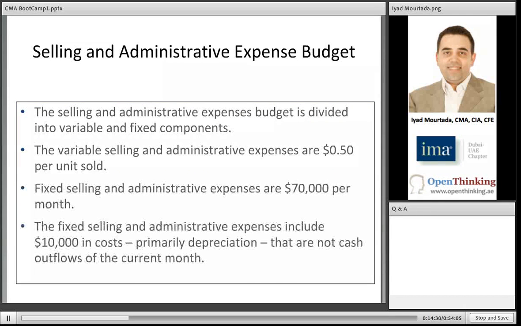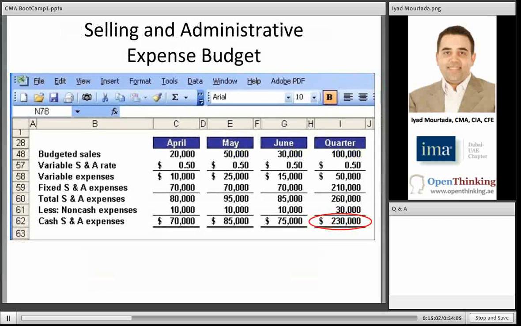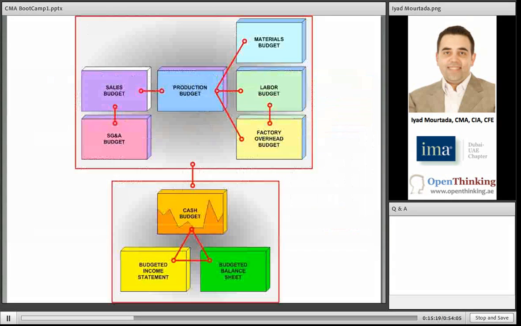And after that, we are saying selling and administrative expenses. We are going to have variable selling and administrative expenses, and fixed selling and administrative expenses. And the fixed will include about 10,000 of depreciation that is not a cash outflow of the current month. So the same thing, we put all the information here. This is the budgeted sales, the variable sales, all this information. We add all this information together. This is how much the budget says, this is how much the variable cost is. That will give us the variable selling and administrative. We add the fixed cost. That will give us the total. Less the non-cash expenses, which is just the depreciation. That will give us how much cash we are actually going to spend on selling and administrative expenses.